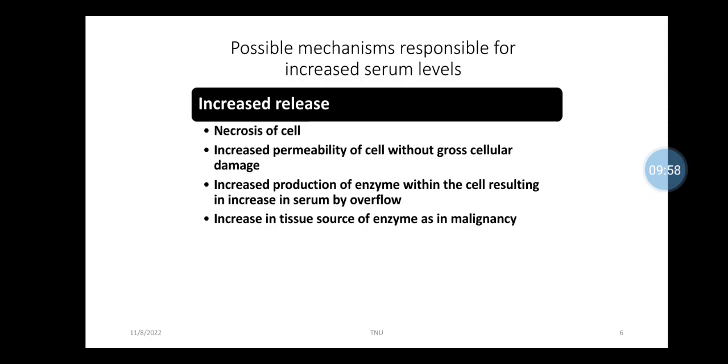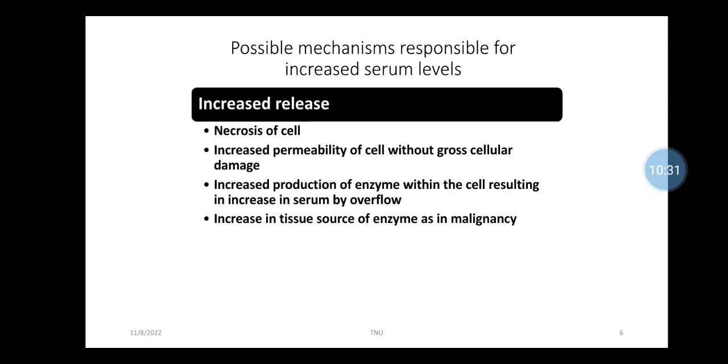Next is the increased production of enzyme within the cell, resulting in increase in serum by overflow. Here the enzyme production might be increased, the demand, the requirement of the enzyme is increased, so the production is also increased. Because of that, the serum may contain a higher amount of the particular enzymes. Last one is the increase in tissue source of enzyme as in malignancy.